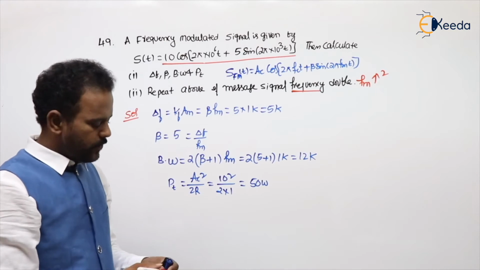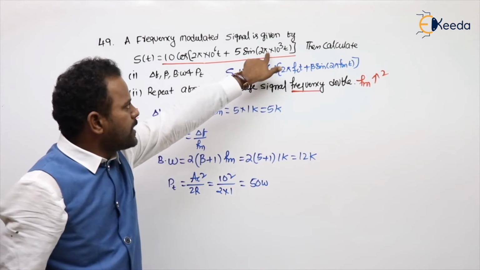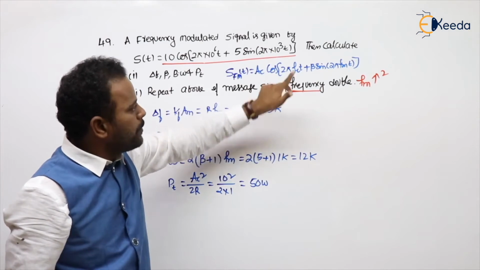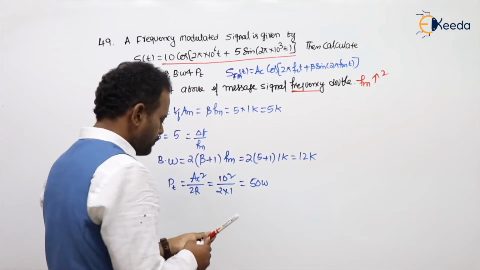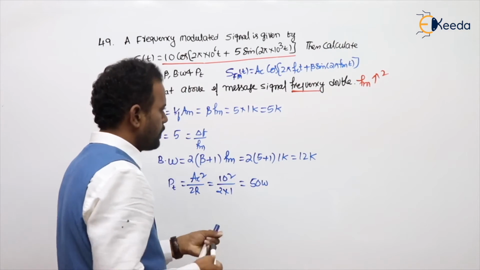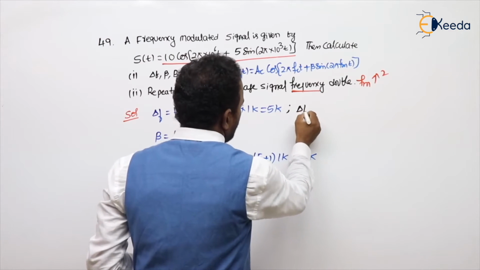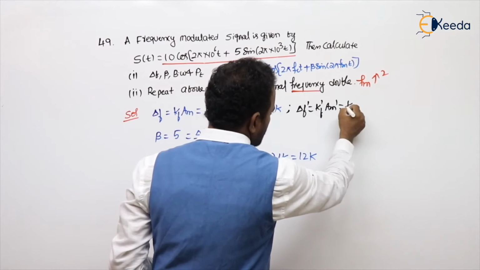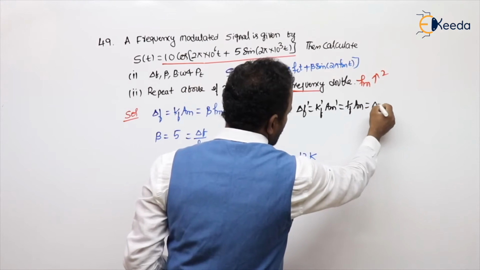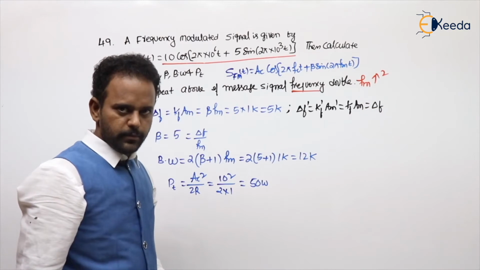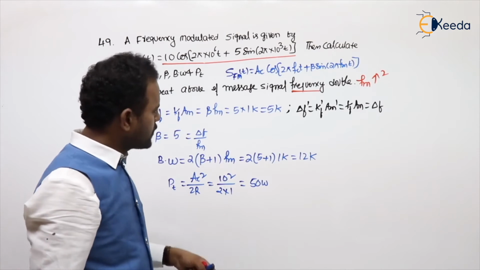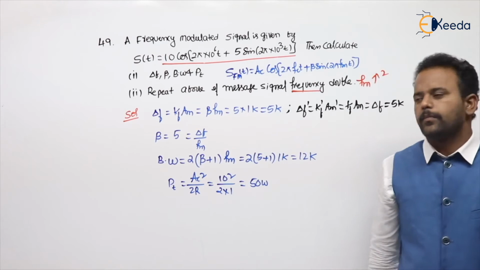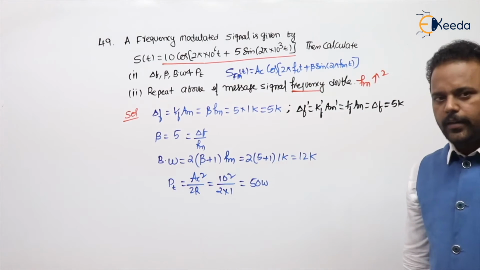Are you getting my point? Follow. Previously FM was 1K, because this is omega divided by 2 pi. Previously 1K, now double means 2K. New value delta F dash, KF dash, AM dash. No change in KF, no change in AM, so no change in delta F. What is the previous value? 5K. Now also 5K. Got my point?